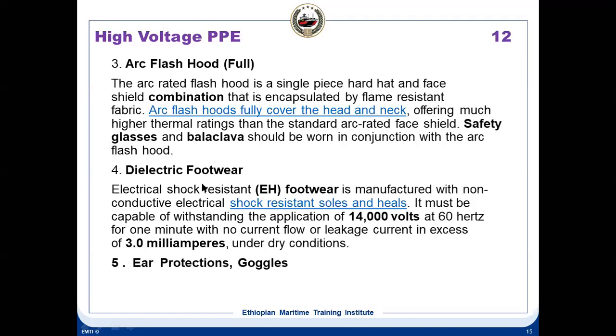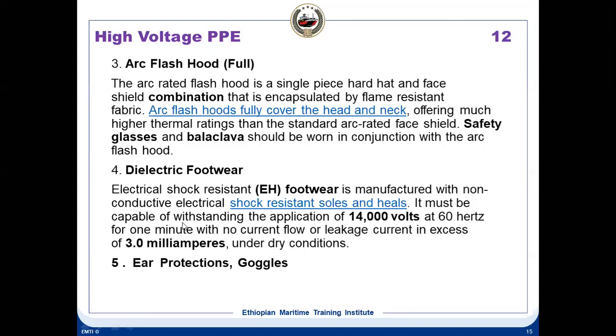Okay. And dielectric footwear, that should also withstand up to 14,000 volt. Electrical shock resistant footwear is manufactured with non-conductive, electrical shock resistant soles and heels. It must be capable of withstanding the application of 14,000 volt at 60 hertz for 1 minute with no current flow or leakage in excess of 3 milliamps under dry conditions.